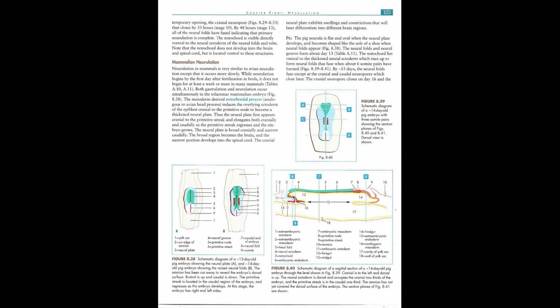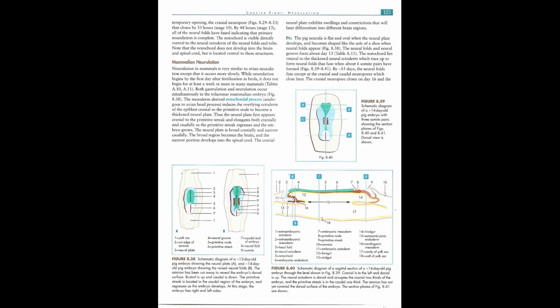The mesoderm-derived notochordal process, analogous to the avian head process, induces the overlying ectoderm of the epiblast cranial to the primitive node to become a thickened neural plate. Thus the neural plate first appears cranial to the primitive streak and elongates both cranially and caudally as the primitive streak regresses and the embryo grows. The neural plate is broad cranially and narrow caudally. The broad region becomes the brain, and the narrow portion develops into the spinal cord. The cranial neural plate exhibits swellings and constrictions that will later differentiate into different brain regions.